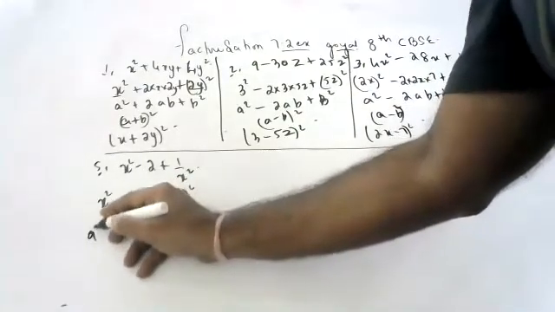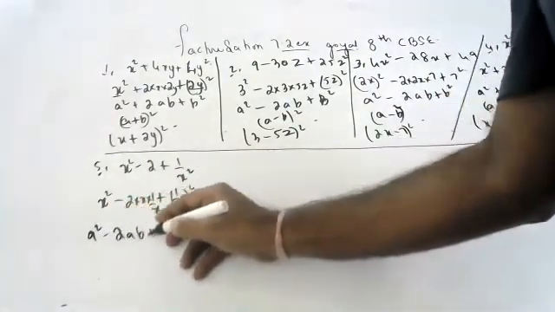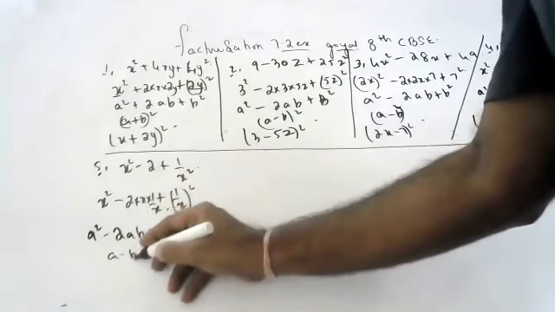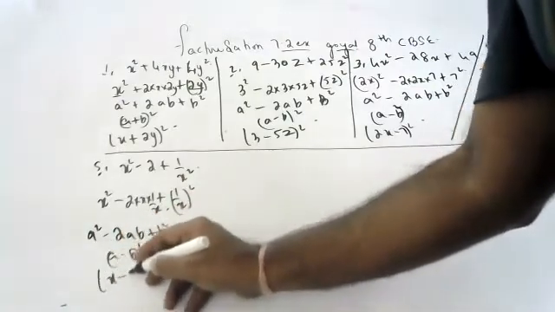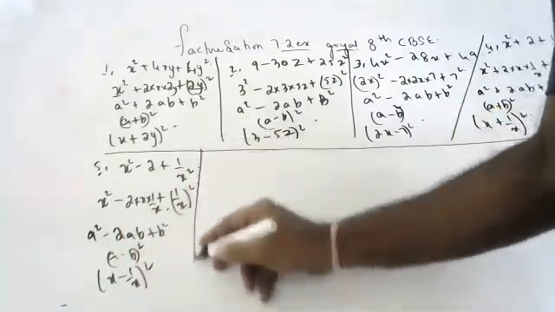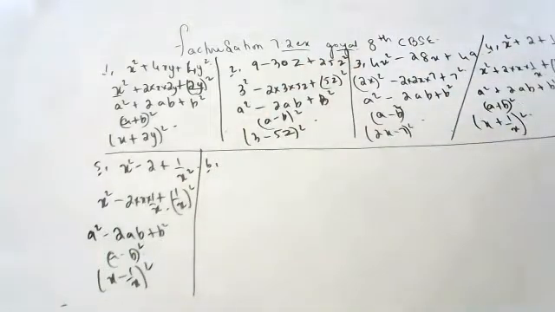Sir, it is in the form of a square minus 2ab plus b square equal to a minus b whole square. So a is x and b is 1 by x, so x minus 1 by x whole square.